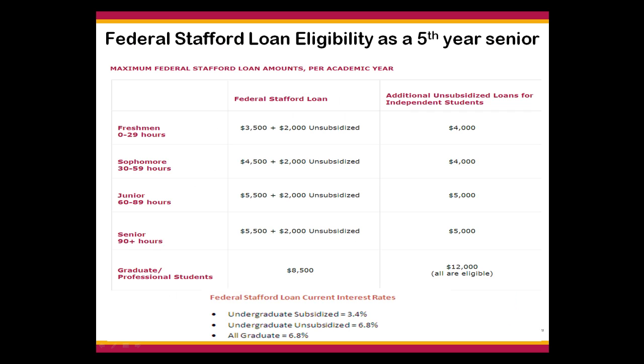Financial aid eligibility is determined for you as a fifth year or senior student. So you receive $12,500 for each academic year, $5,500 in the subsidized Stafford loan, and then up to $7,000 through the unsubsidized Federal Stafford loan.